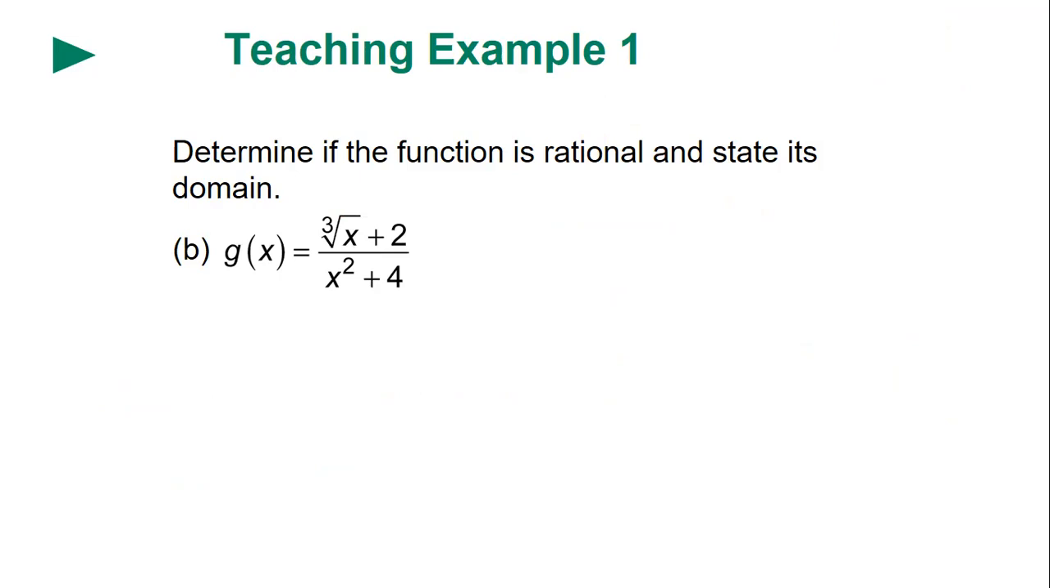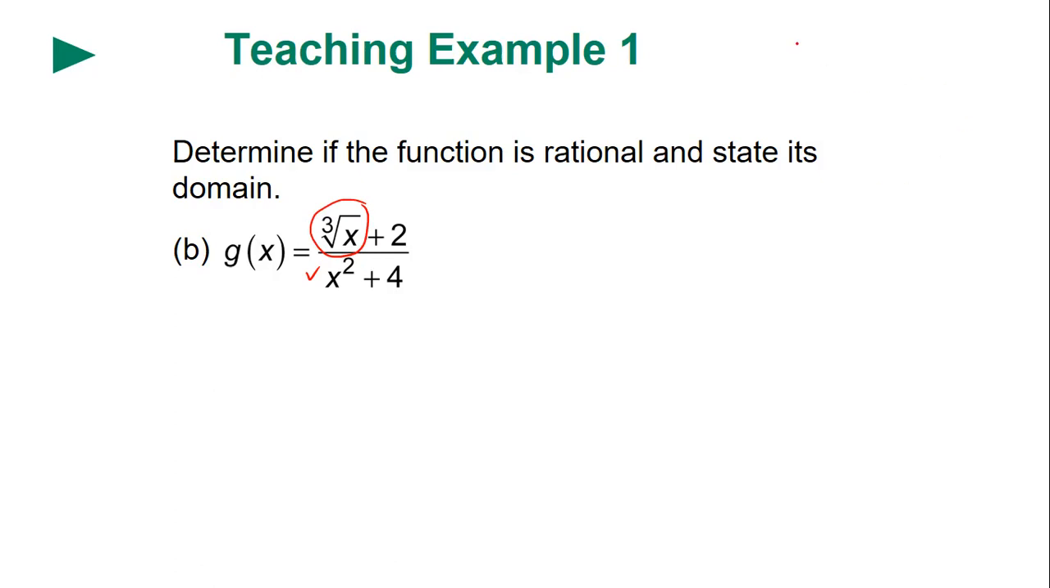Next one, determine if the function is rational and state its domain. Okay, so the first thing you want to check for is that there's a variable in the denominator. Yes, there is a variable in the denominator. However, it's not rational. And the reason why it's not rational is because of this root. This guy right here makes me not rational. It's actually a mixture of a function, but it's not a rational function.